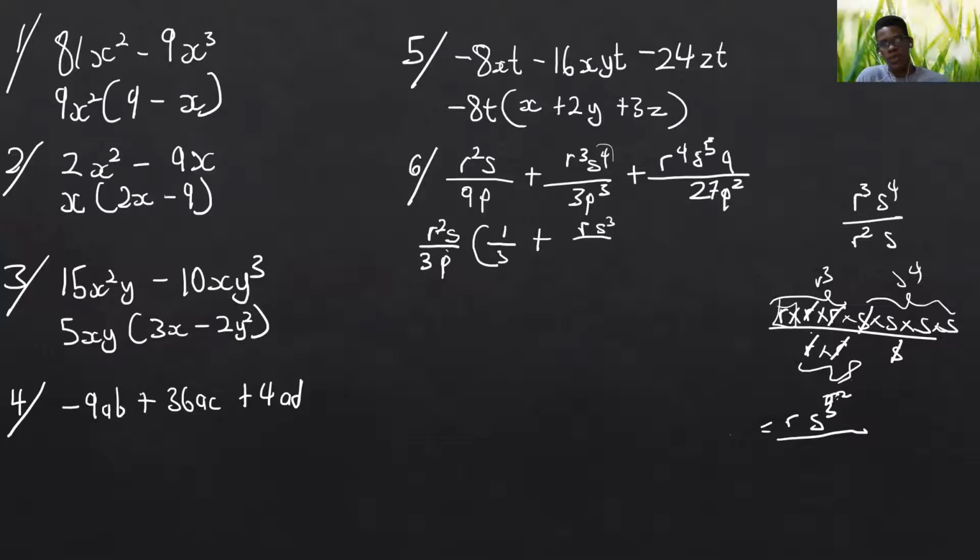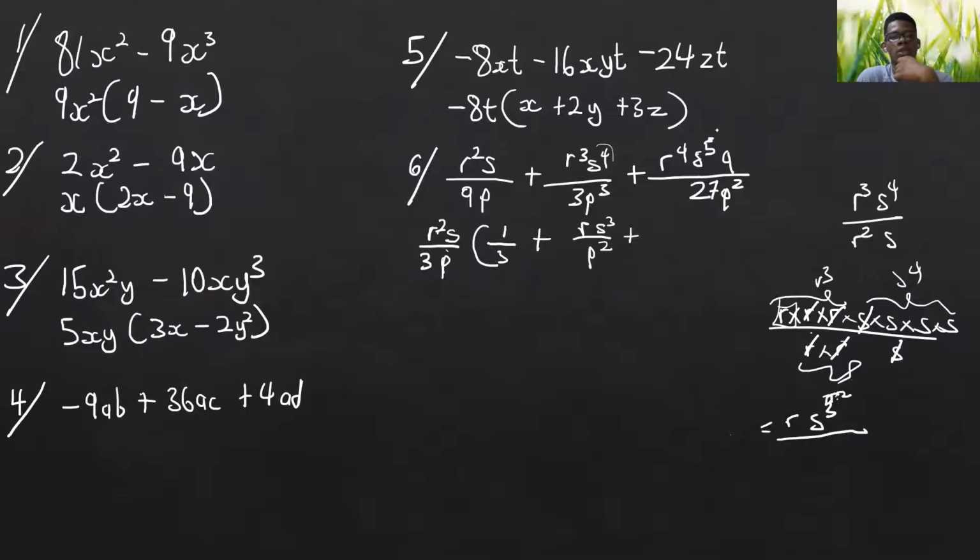We do the same thing over here, 3p cubed divided by 3p, same thing. This 3 divided by 3 is 1, so the 3's will cancel out each other. But p to the third divided by p will just leave you with p squared. Again, you just need to minus the powers, right? 3 minus 1 is 2, so p squared. Next is r to the fourth s.